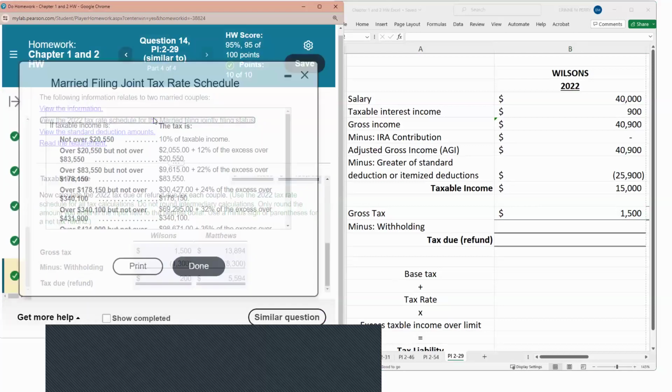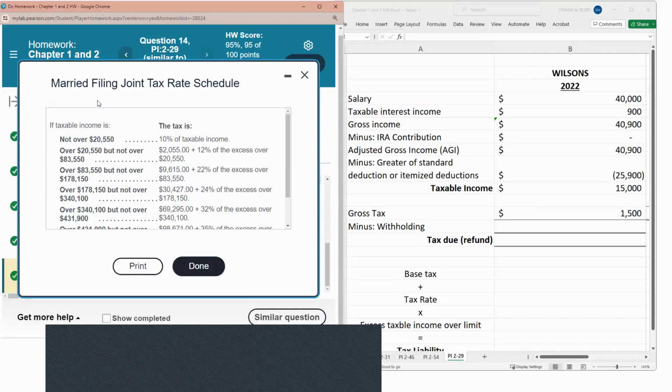All right. So the key thing to keep in mind, as mentioned again, when you're using the tax rate schedule, think of it as buckets. Here we see if taxable income is not over 20,550, 10% of income is taxable. If it falls within the second bucket, they've earned more than 20,550, but less than 83,550, then there's this minimum tax base, then you add 12% of the excess. The same thing if they move on to the next bucket, if they've earned over 83,550, but not over 178,150, there's this base. And then you tax the additional amount by the marginal tax rate, which is 22%.